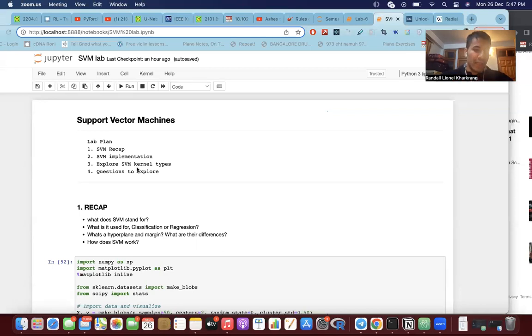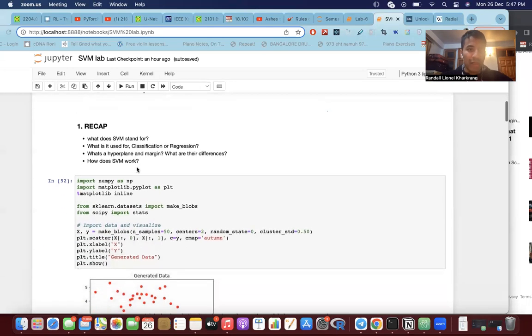Okay, and at the end of the lab, we'll talk about possible questions we can explore about SVMs. So something you can do by yourself for further reading, which can give you more insight into these algorithms that we are going to consider right now. So let's begin. We'll start with a recap.